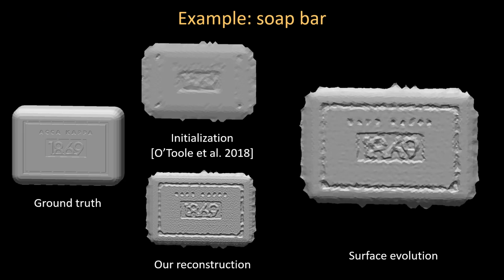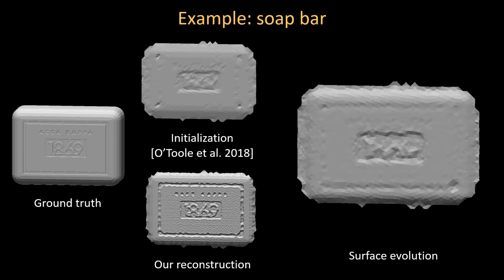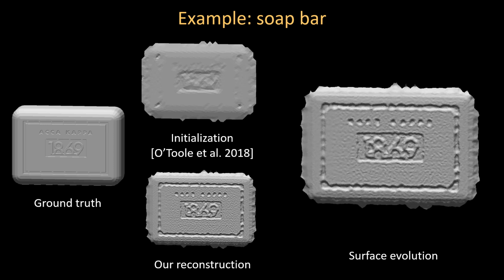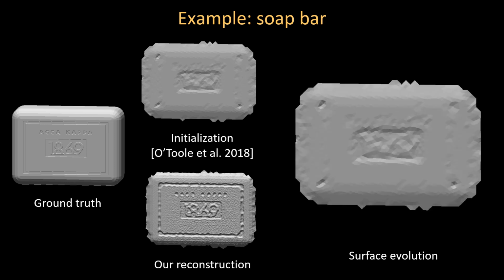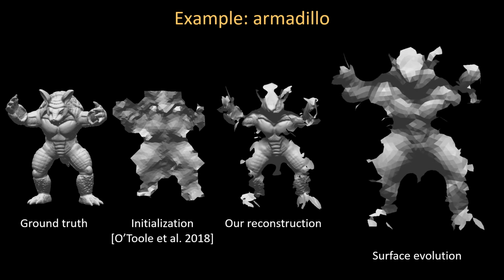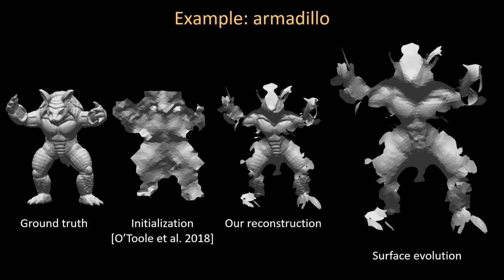Here, we show another result. We can see that the text on the slope becomes legible after optimization. Here, we show a complex scene where the object is very non-convex. The surface contains a lot of details. We can see that through our optimization framework, we can recover a lot of details of the scene.